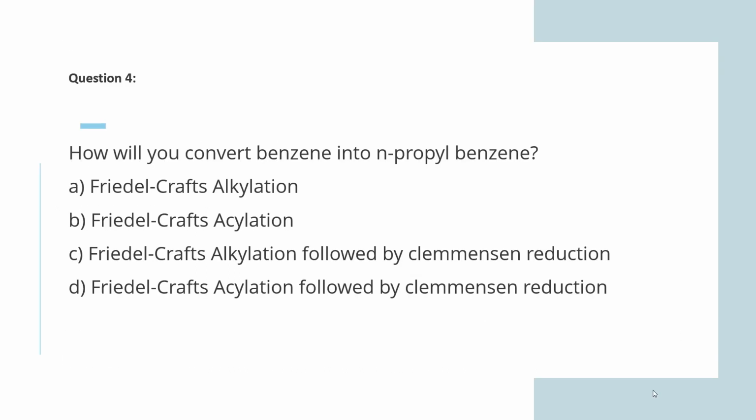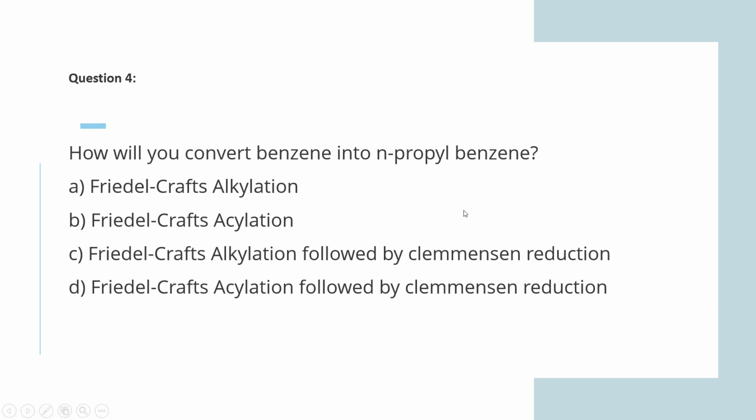Okay, so let us move ahead to question number 4. How will you convert benzene into N-propyl benzene? This is another question from the topic electrophilic aromatic substitution. So you have to convert benzene into N-propyl benzene, and you are given 4 options. Option A, Friedel-Crafts alkylation; B, Friedel-Crafts acylation; C, Friedel-Crafts alkylation followed by Clemmensen reduction; D, Friedel-Crafts acylation followed by Clemmensen reduction.